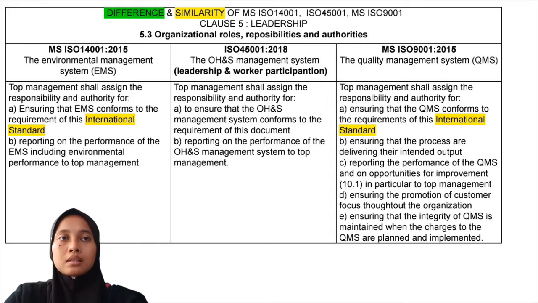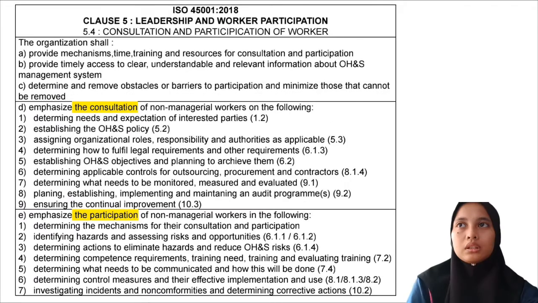Okay, for QMS, the top management shall take responsibility and authority for ensuring that the QMS conforms to the requirements of this international standard, ensuring the processes are delivering their intended outputs, reporting the performance of the QMS, ensuring the promotion of customer focus throughout the organization, and ensuring that the integrity of the QMS is maintained.